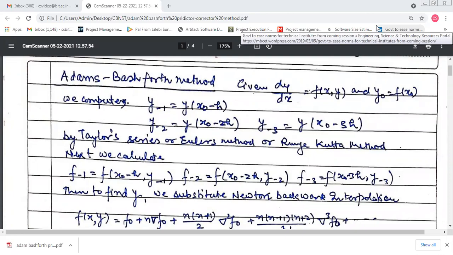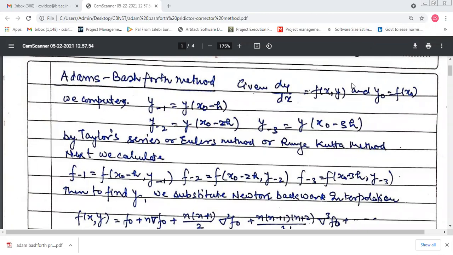Now, the last method, which is the predictor corrector method, is the Adams-Bashforth method. In this method, a differential equation will be given along with the initial condition. So before we start and apply the formula for the predictor as well as the corrector, first of all, we compute y minus 1, y minus 2, y minus 3, and so on. y0 is already given.